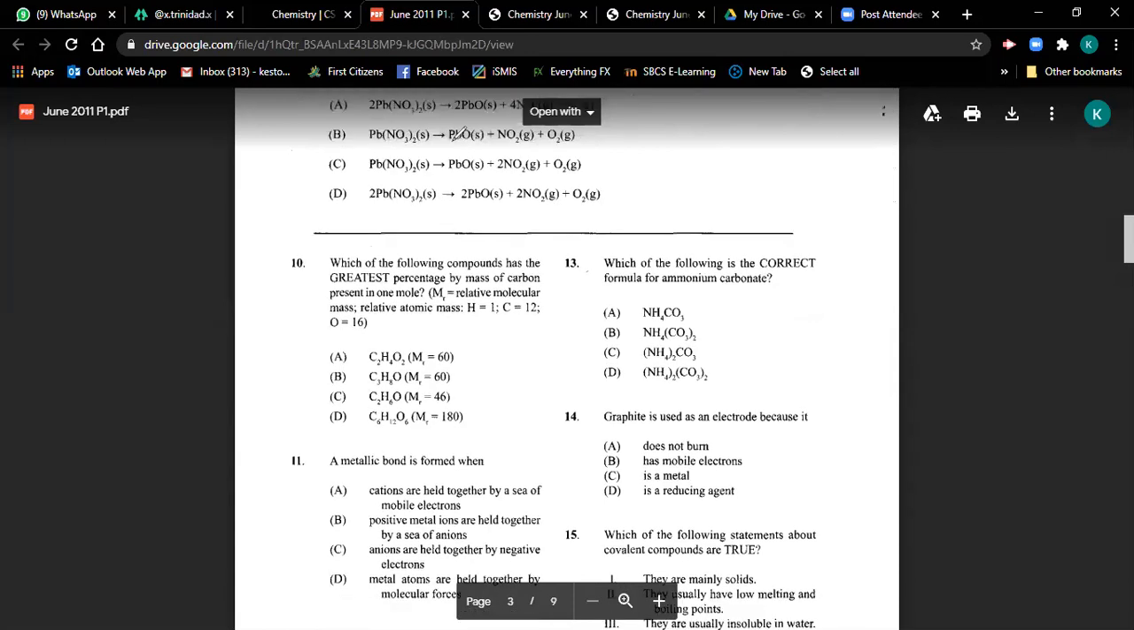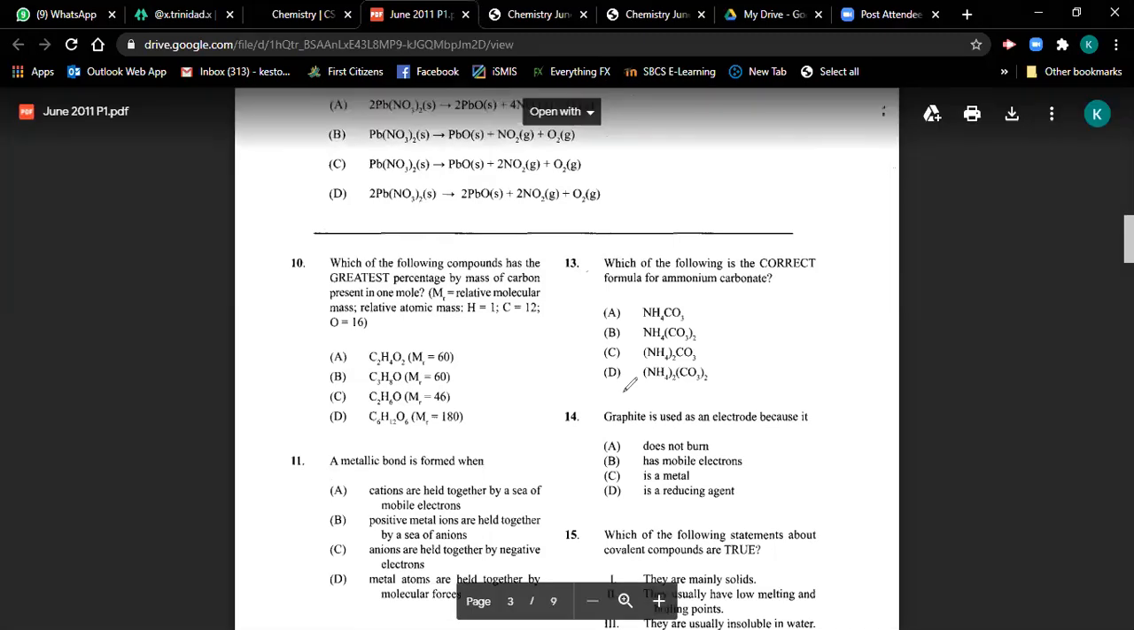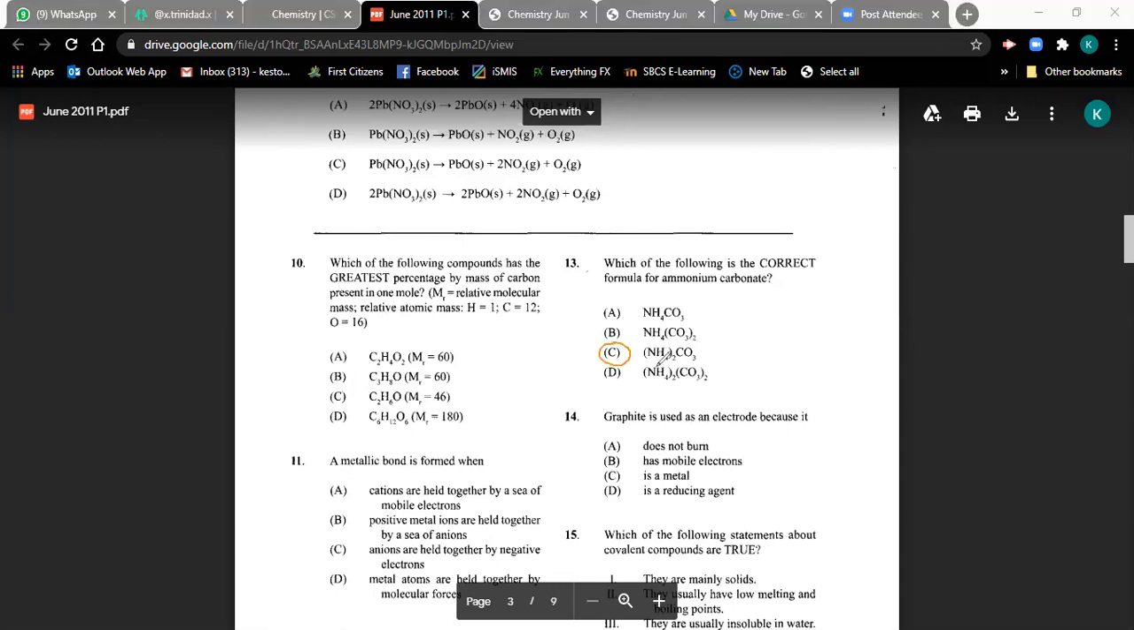13. Which of the following is the correct formula for ammonium carbonate? Right? Remember that table? We saw this already. It's actually C. Because ammonium is +1.